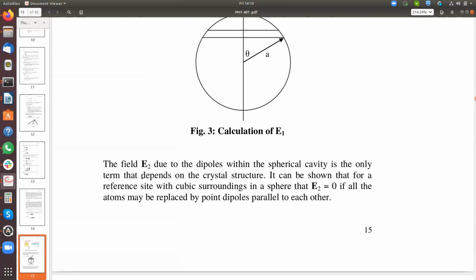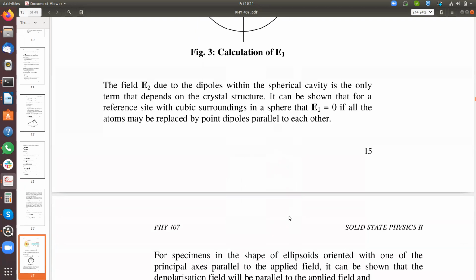So that is what Lorentz tried to do. And he said that the field E2, due to the dipoles within the spherical cavity, is the only term that depends on the crystal structure. It can be shown that for a reference site with cubic surroundings in a sphere, E2 is equal to 0, if all the atoms may be replaced by point dipoles parallel to each other, that is, by its own summation.